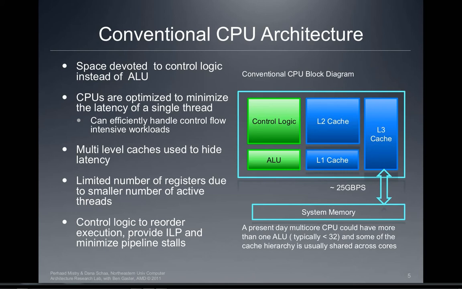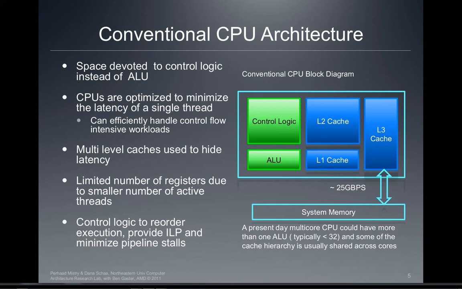And CPUs are particularly optimized to minimize the latency of a single thread. So no single thread may be stalled for a long time. That also means the CPU can efficiently handle control flow intensive workloads. Also, the CPU has multiple level caches that are used to hide latency. So multiple levels of memory that is quite fast, to make it look like there is less latency for each single thread.